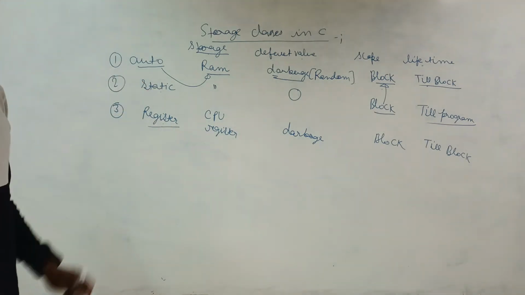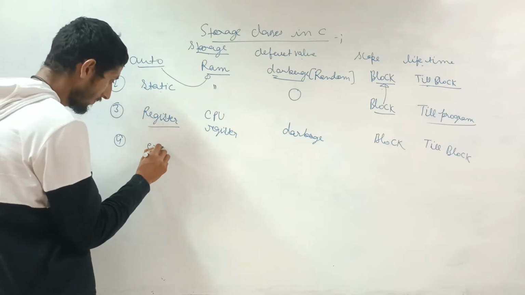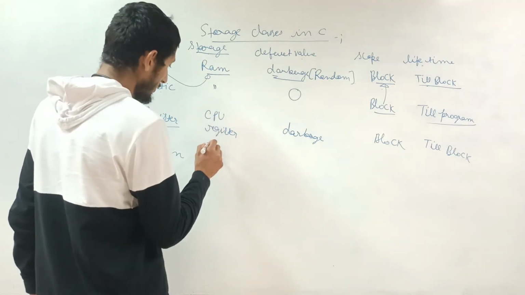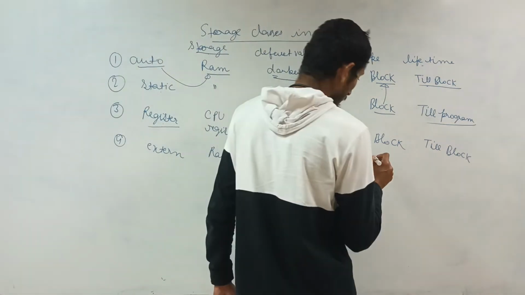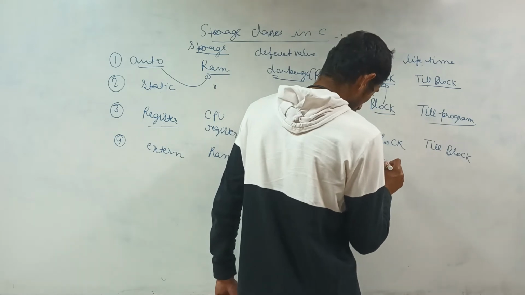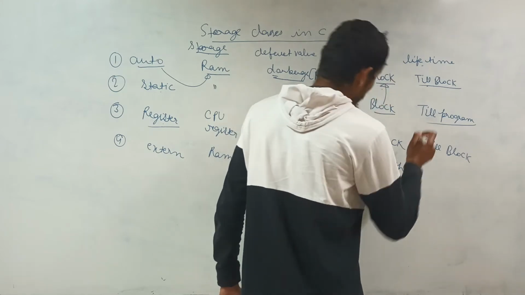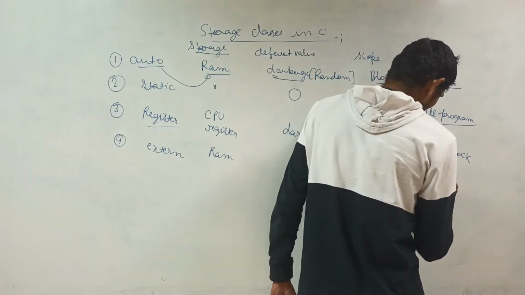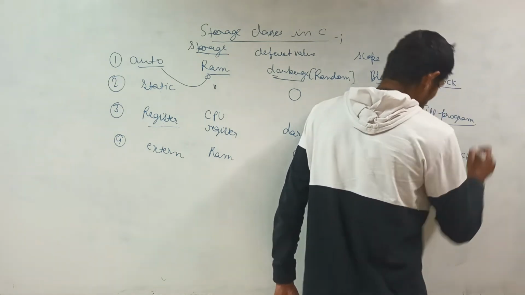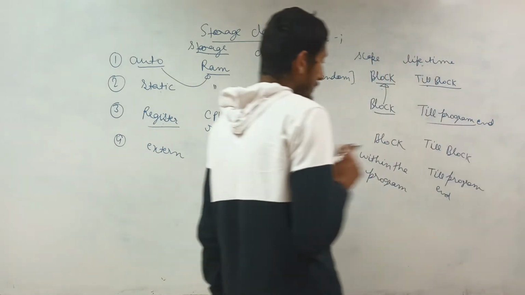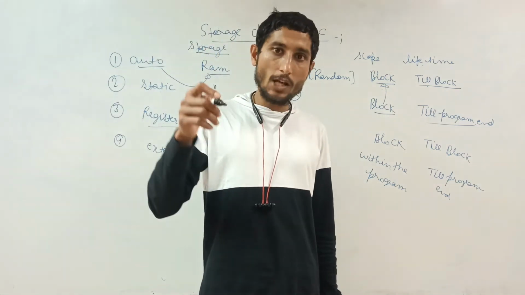So we have seen auto, the second one is static, the third one is register, and the fourth one is extern. So the storage is, let's say, RAM, default value 0 again, scope within the program, and the last one is lifetime till program end. So what is the meaning of this? There are some situations where the value of a variable comes from outside the program.